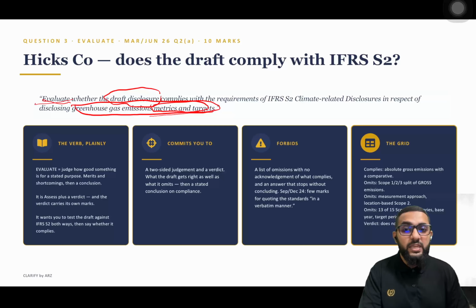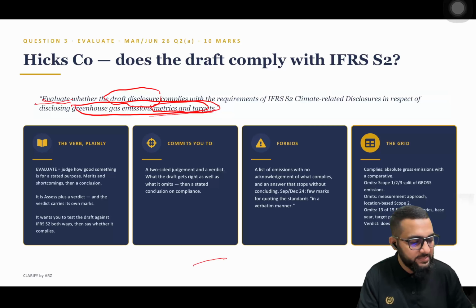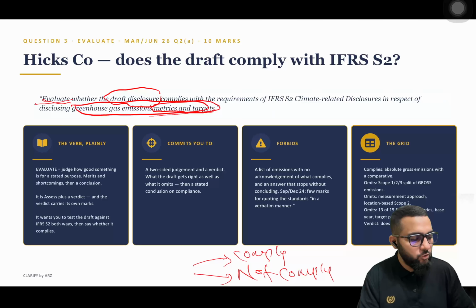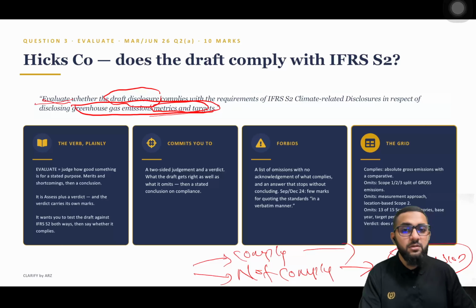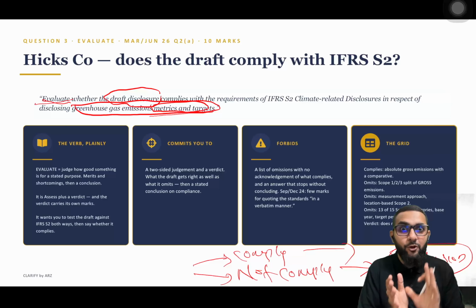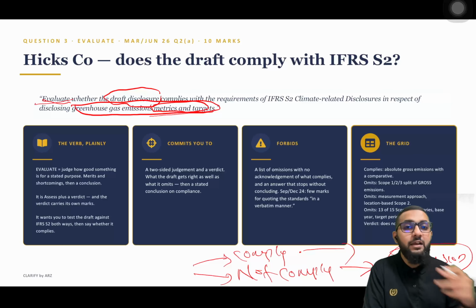Right now, here you are supposed to evaluate. Now, what you do here? Judge how good something is. Now, what do you do? In this case, both the sides. Areas that comply, areas that do not comply. You bring them, explain them clearly, right? And then bring a conclusion. Okay, conclusion is necessary. Why? Because evaluate whether draft disclosure complies or not. So you have to make a conclusion whether is it complying or not, right? You speak about both the sides and give a verdict.